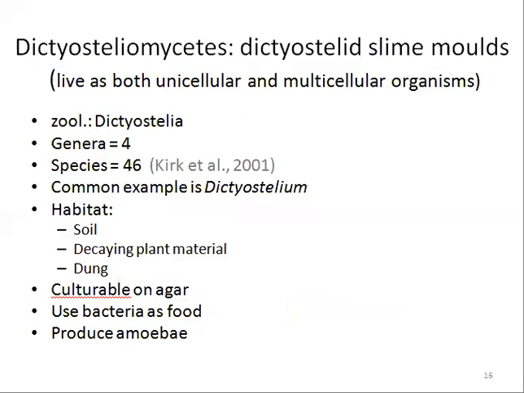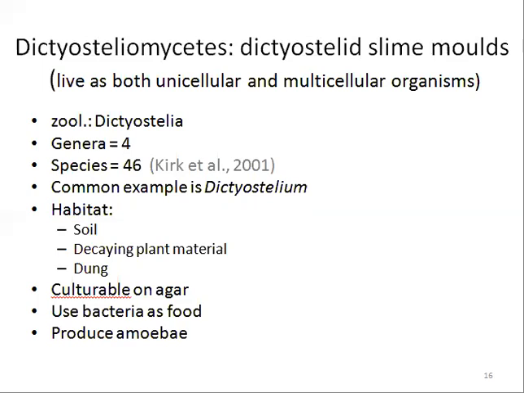Next is the class Dictyosteliomycetes, also called dictyostelid slime molds. They live as both unicellular and multicellular organisms. The Dictyosteliomycetes, in zoological nomenclature, are known as Dictyostelia, a group of cellular slime molds comprising 46 species in 4 genera.